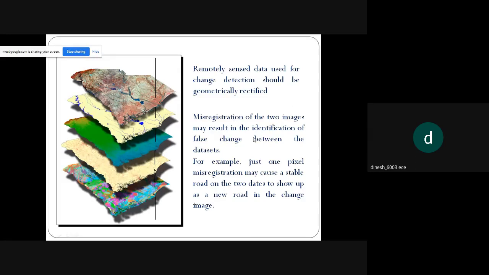So everything is recorded with respect to dates. Day 1, day 2, day 3, day 4, day 5, or date 1, date 2, date 3, date 4, date 5. For example, just one pixel misregistration may cause a stable road on the two dates to show up as a new road in the changed image. So that has to be carefully drawn.